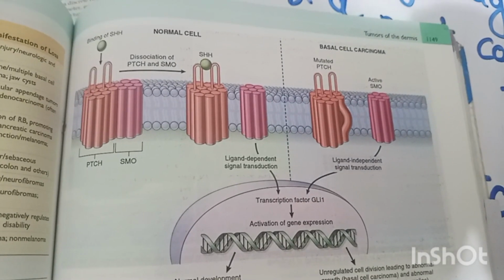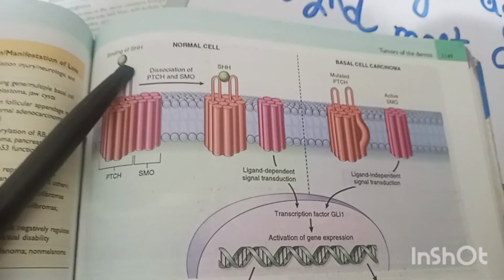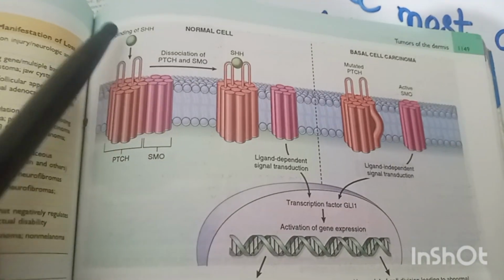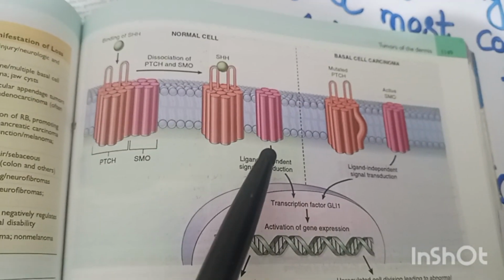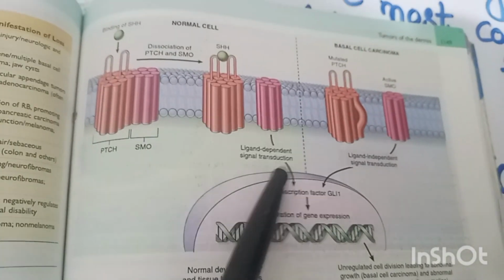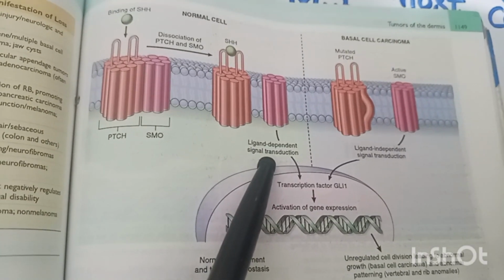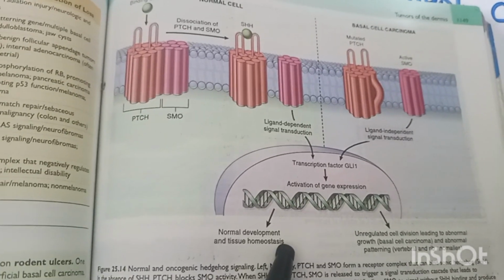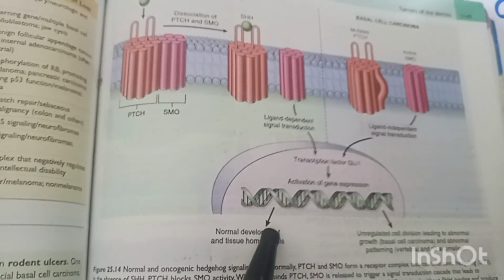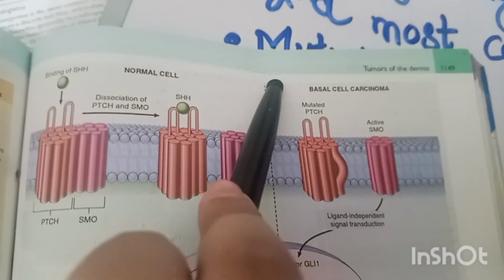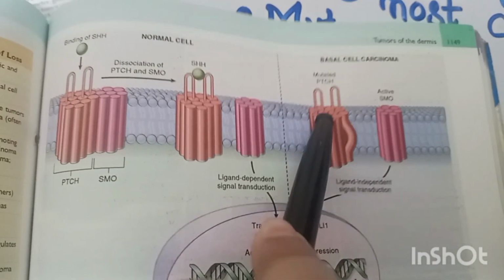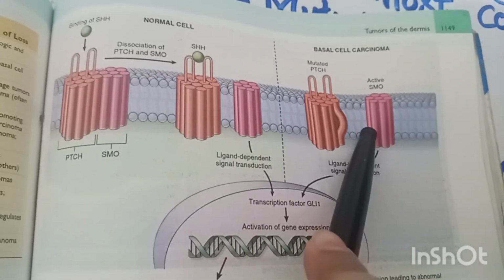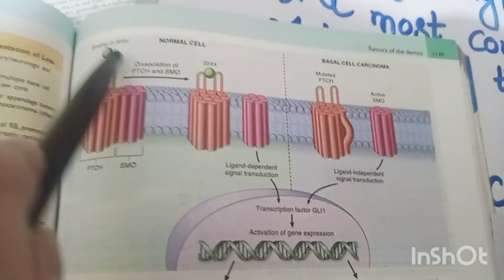Now the pathogenesis. When sonic hedgehog binds, the SMO gets dissociated from the PTCH, and ligand-dependent signal transduction starts. There will be transcription factor GLI1 and activation of genes, leading to normal development. In basal cell carcinoma, there is a mutation in the PTCH, and when there is a mutation in the PTCH, the SMO remains activated irrespective of the SHH, the sonic hedgehog.